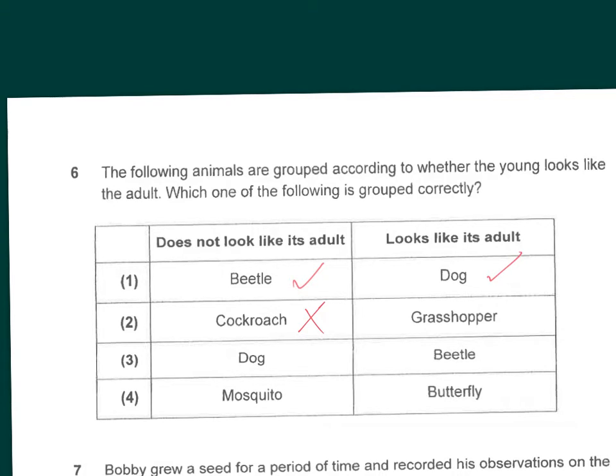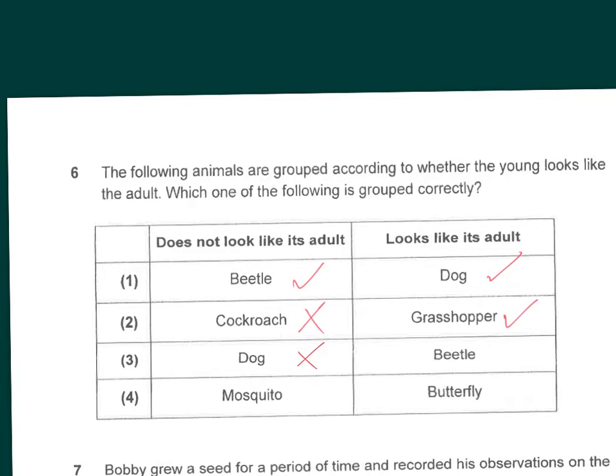And for the grasshopper, yes, the grasshopper also is like a cockroach. It has got a 3-stage life cycle. It has got an egg stage followed by the nymph stage and then the adult. And yes, because it has a nymph stage, the young does look like the adult. Option 3, as we've just mentioned, the dog's young, we also call it a puppy. The puppy and an adult dog look very similar. So in this case, it is wrong.